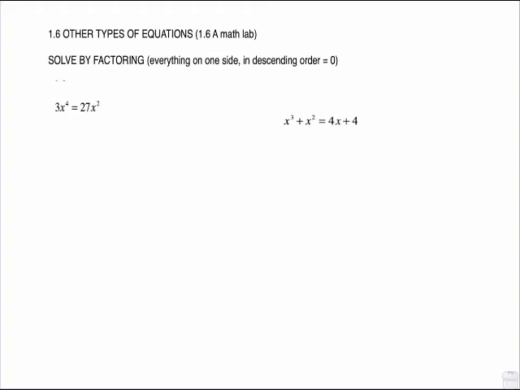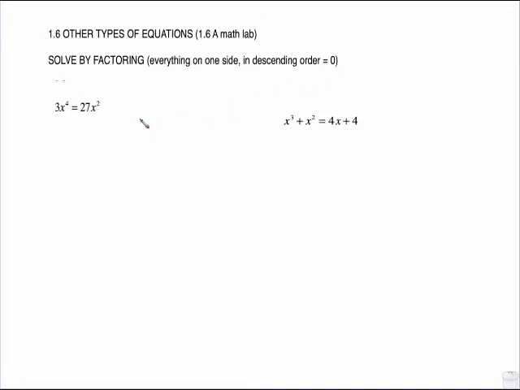This is MAC 1105, Section 1.6. This actually corresponds to Section 1.6a in MATLAB. And this is all about solving by factoring, which we learned in Section 1.5. We know everything has to be on one side in descending order equal to 0. So these will be very similar to what you did in 1.5.